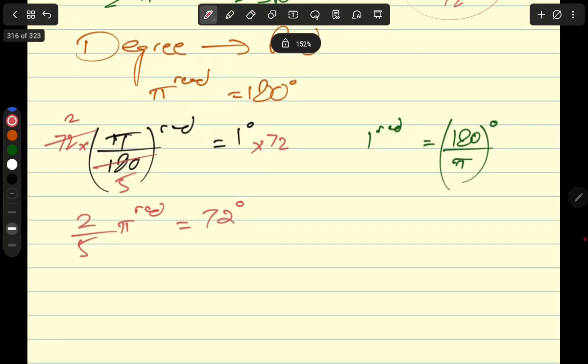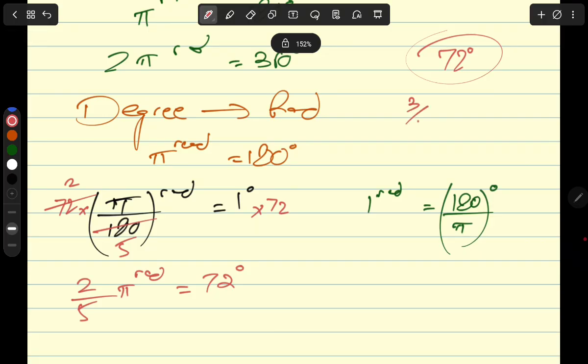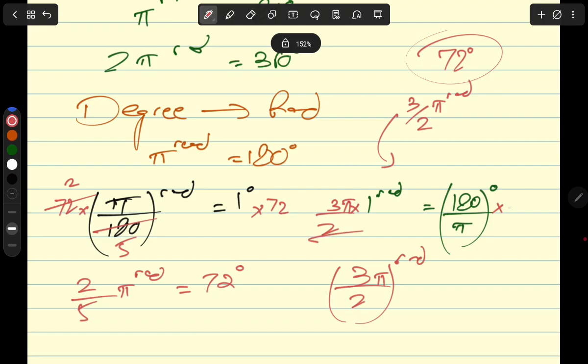Now, if somebody asked you what 3 upon 2 pi radians is equivalent to, all you're going to do is multiply this 1 radian by 3 upon 2 pi. So this is going to become 3 upon 2 pi radians. And if you're multiplying it on the left hand side, you must do exactly the same on the right hand side as well.